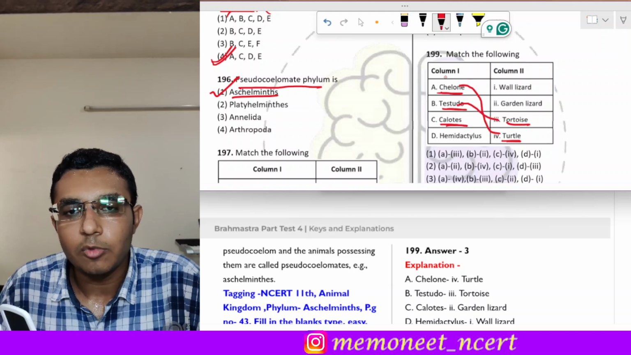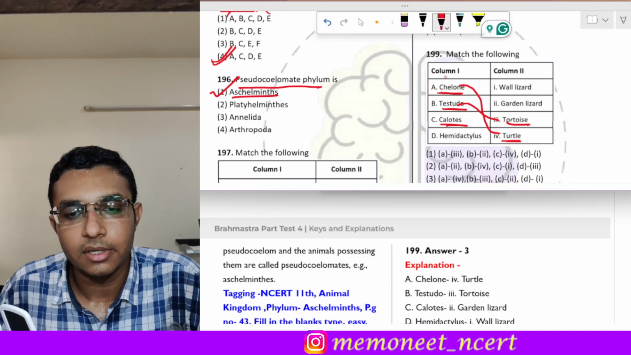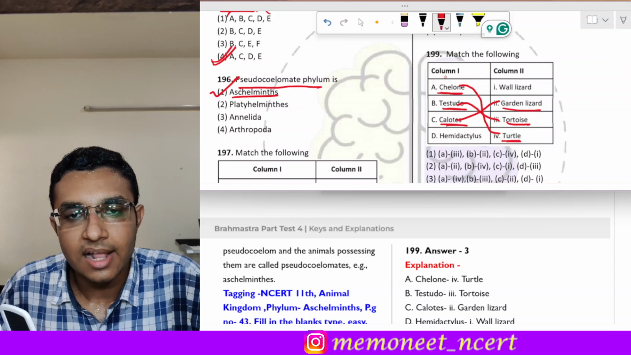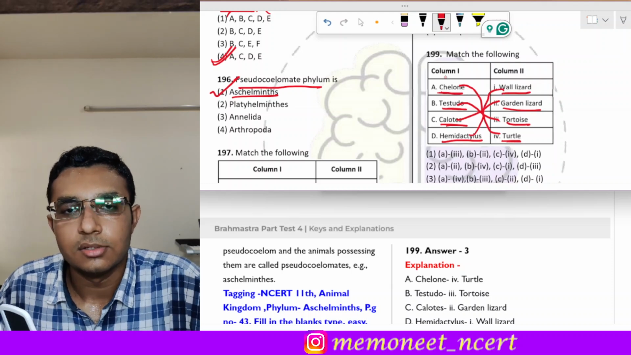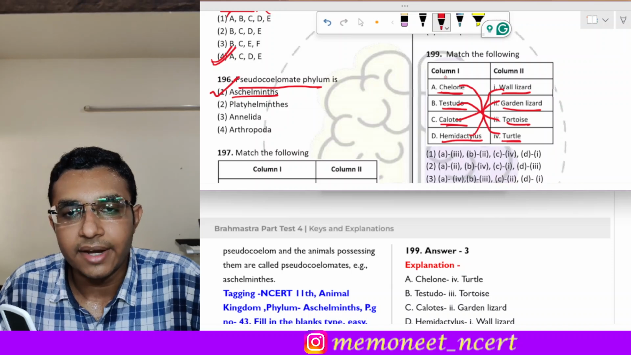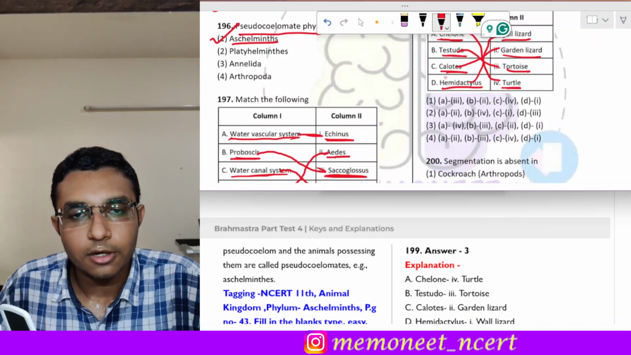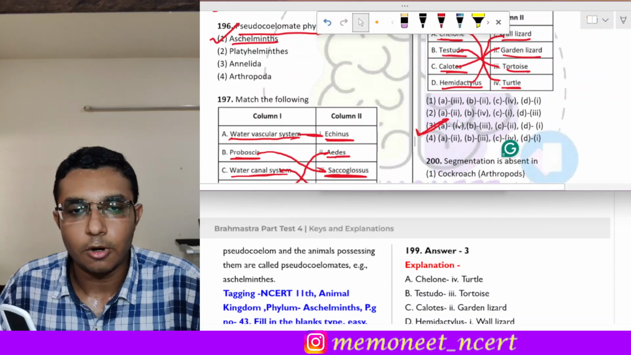Then the common name of Calotes is nothing but the garden lizard. So C goes with 2. And D is Hemidactylus. The common name for Hemidactylus is the wall lizard. So D goes with 1. So A goes with 4, B goes with 3, C goes with 2, and D goes with 1. So which is the correct option showing that? It is option 3. So the correct answer of this question is option 3.